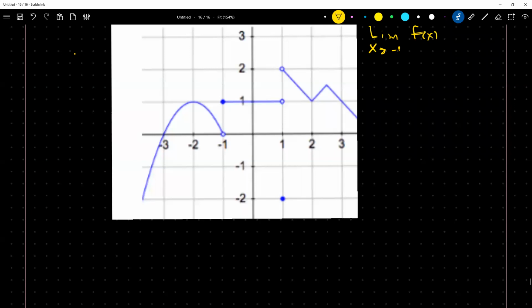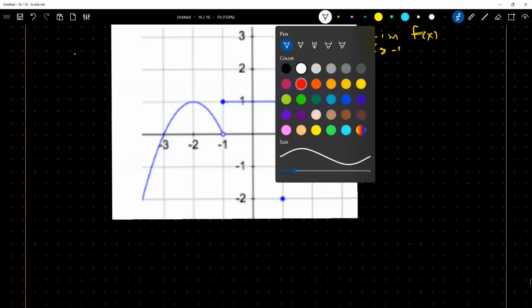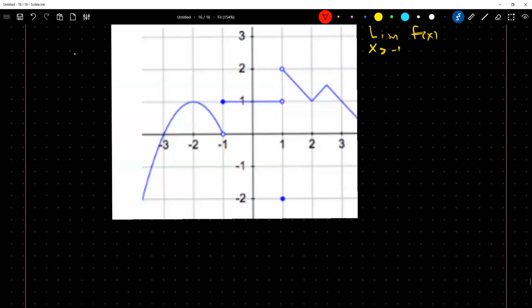So how can we find the limit as x goes to -1 of this function? Well, we have to look at the left-hand side. What's happening as x gets close to -1? What's happening to the y value here? I can write this down: as x goes to -1 from the left for f of x, my limit is 0. Great. And now we'll go over here to the right-hand side.